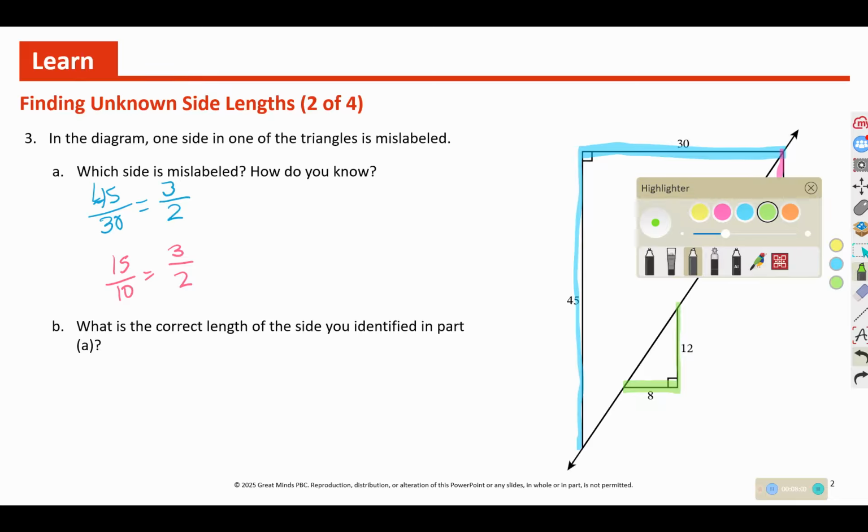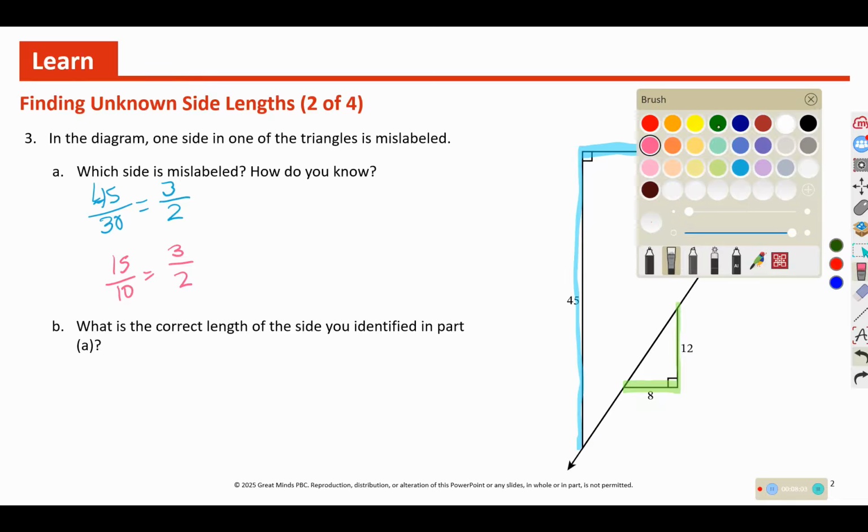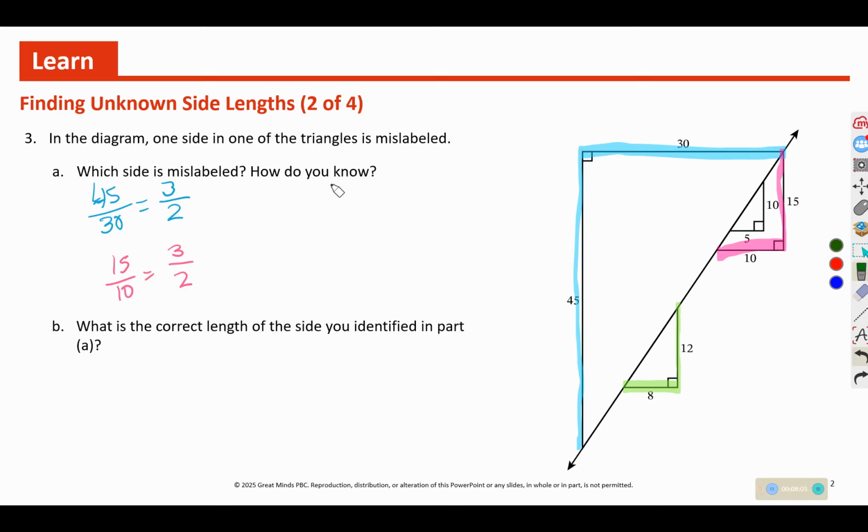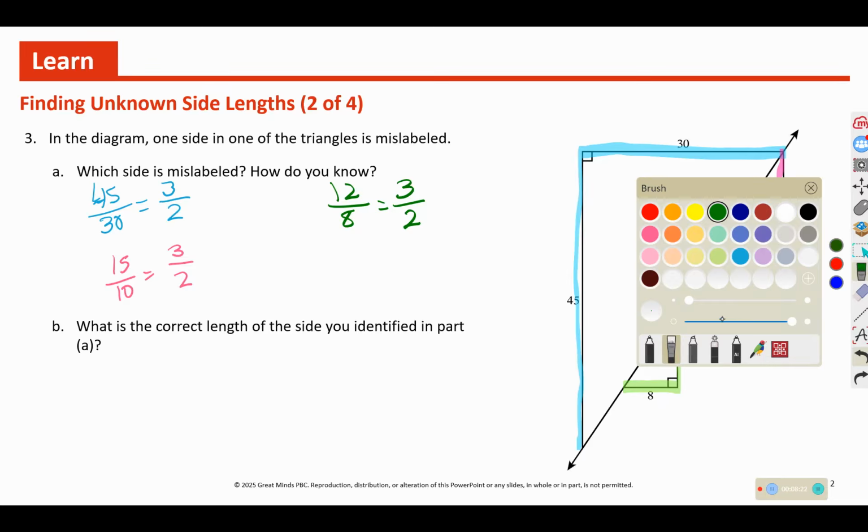How about this green one? The height is 12, and the base is 8. 12 and 8 are both multiples of 4. 4 times 3 is 12, and 4 times 2 is 8. That still matches.